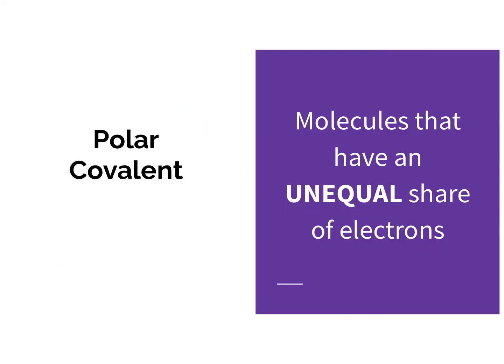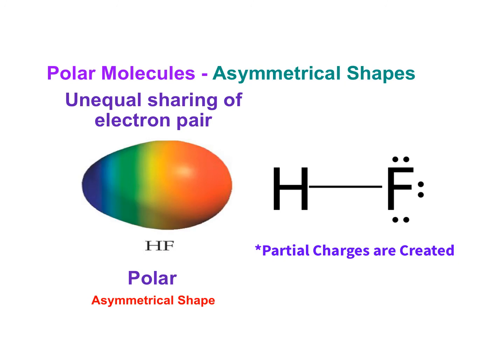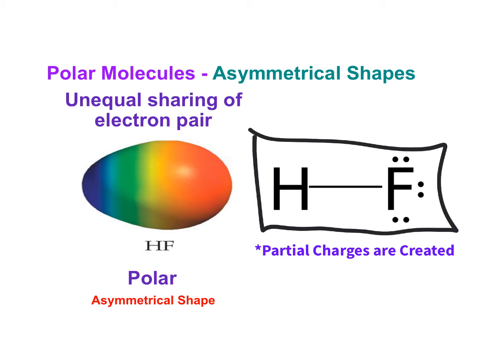So now, a polar covalent bond is when a molecule has an unequal share of electrons. So that means that the electrons spend more time closer to one atom than the other. An example of a polar molecule is HF, just like this. Remember, F, fluorine, is one of our most electronegative elements. In these polar molecules, we have an asymmetrical shape. That means if we draw a line down the middle, things do not look the same on either side of that line. And this causes an unequal sharing of the electron pair, that is the bond.